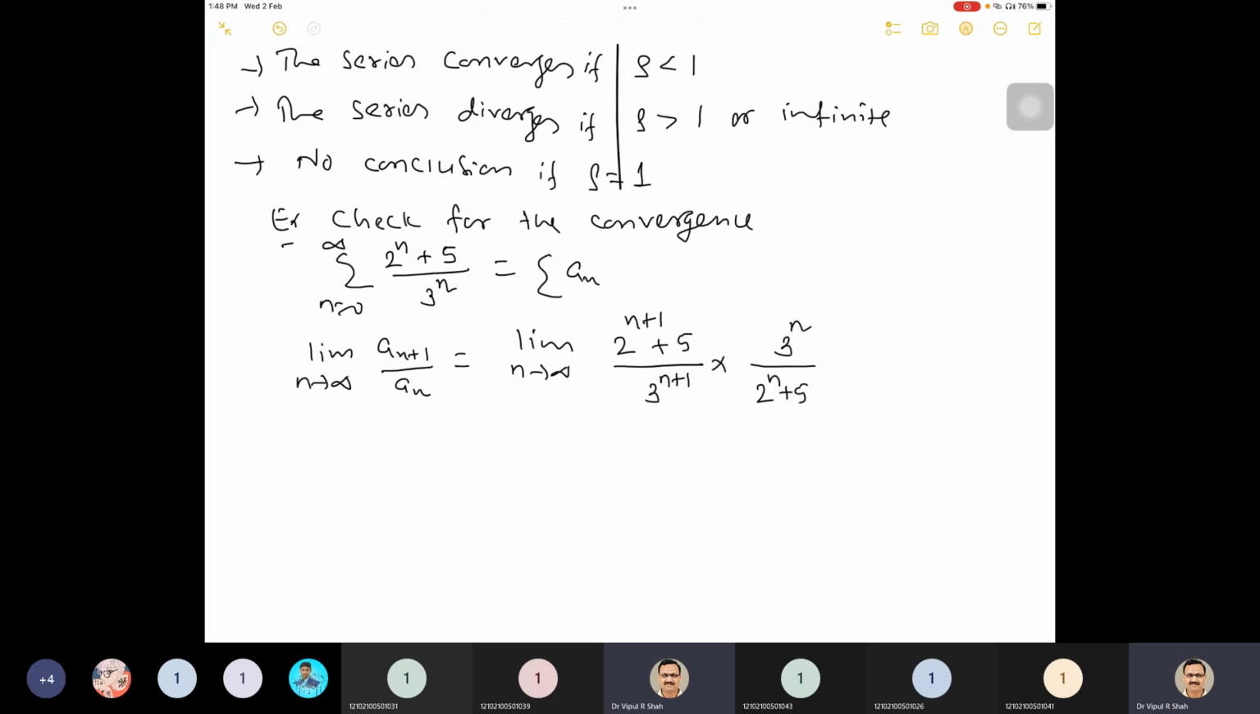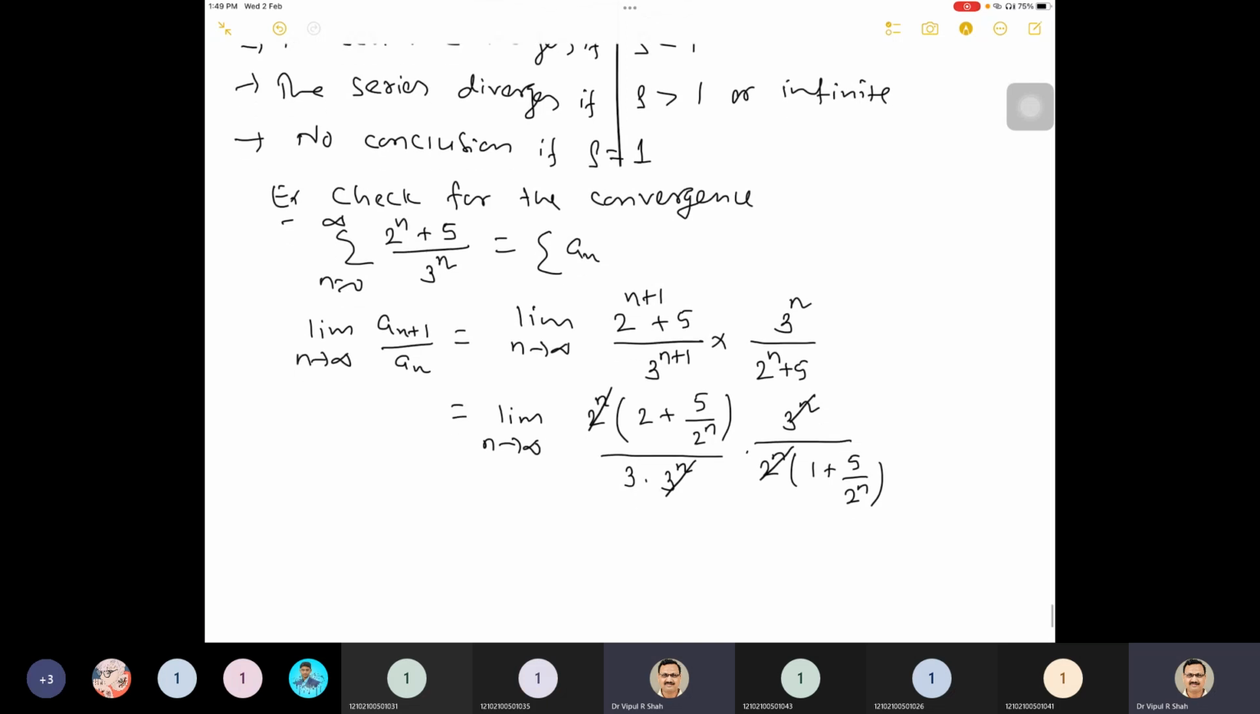So here you are having 3 power n. Understand everyone? Yes, sir. Now, limit n tends to infinity. So here we can do like this. Like here 2 power n we can take outside. What remains is 2 plus 5 upon 2 power n. Yes or no? Same way here 3 into 3 power n. Here also you can take 2 power n outside. So 1 plus 5 upon 2 power n. So this 3 power n cancels, 2 power n also cancels.